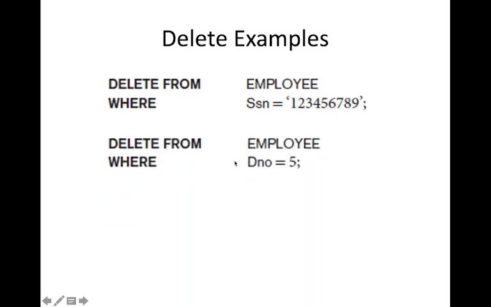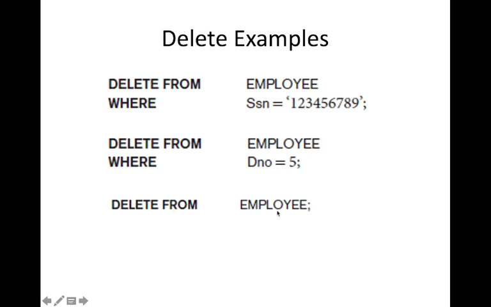This is another example. Delete from employee where department number equal to 5. This means whichever employees have department number 5, all those rows will be deleted. So if there are 5 employees, then 5 employees will be deleted. Then this is another example where we are not specifying the where clause. Delete from employee: all the rows will be deleted. But the schema, the table, will be there, all the attributes and the table definition. Only the complete rows will be deleted.